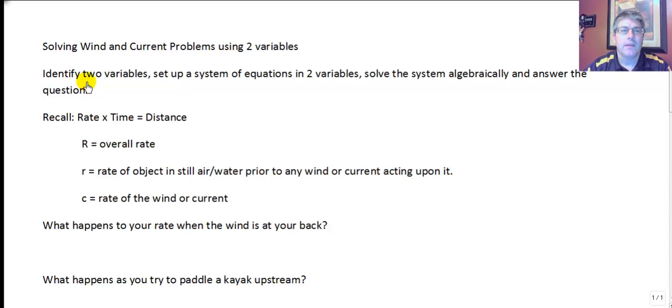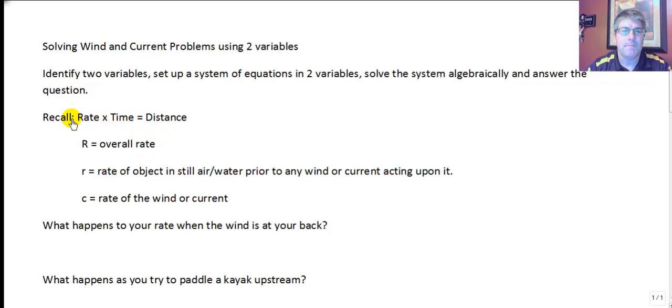Welcome back. In this video, we're going to solve wind and current problems using two variables. So our directions stay the same. I ask you to identify the variables, set up a system of equations in two variables, and then solve the system algebraically and answer the question. And we'll use charts again to help us out. You don't have to use the charts. If you can set up the system of equations in two variables without it, that is fine with me.